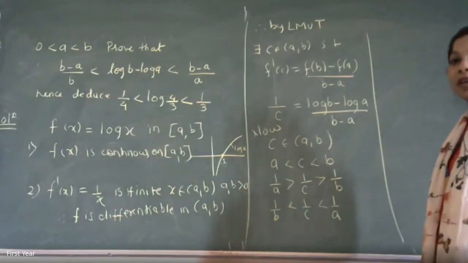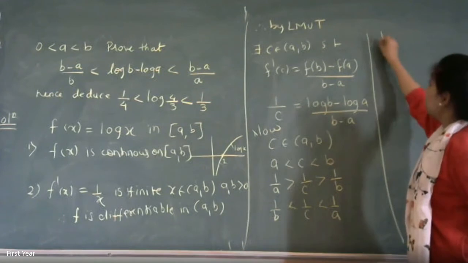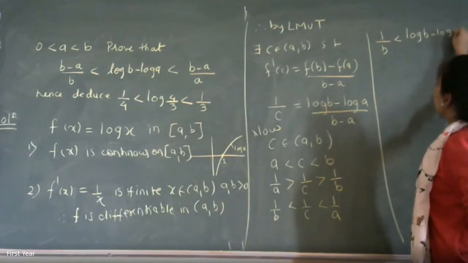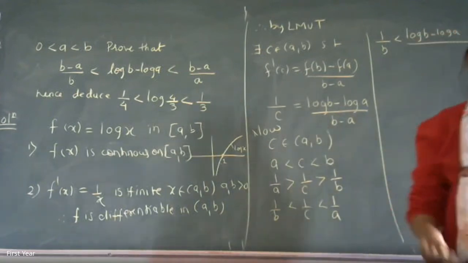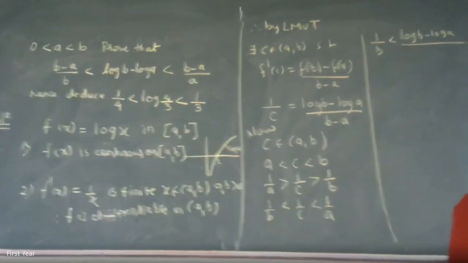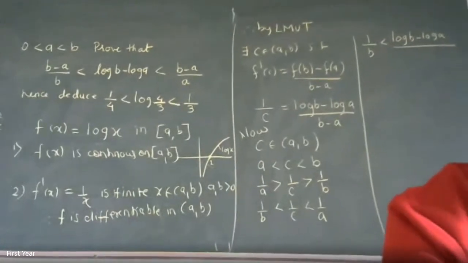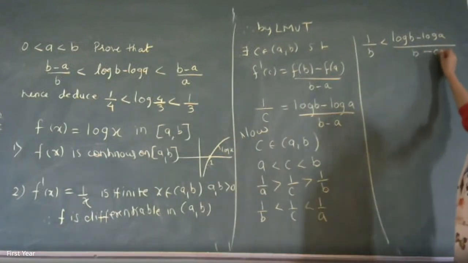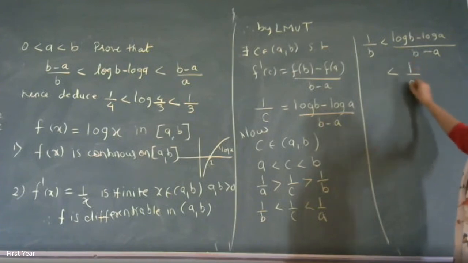Now, what do you do next? Substitute 1 by C is equal to (log B minus log A) by (B minus A). Substitute 1 by C. Okay, fine. So you get 1 by B is less than (log of B minus log of A) upon (B minus A), which is less than 1 by A. Can you see this part of the board? Okay, I'm just shifting it.